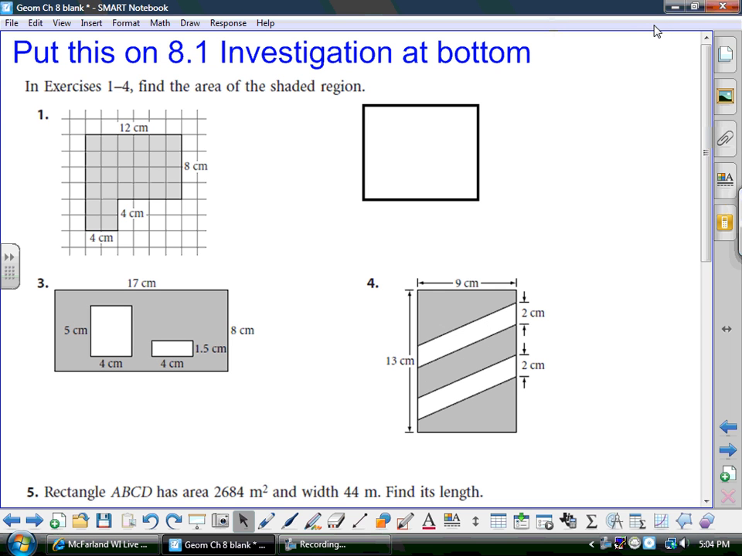Add these practice problems to the bottom of your 8.1 investigation. And what I'd like you to do is pause the video, copy down these three problems, problem 1, 3, and 4. We're skipping problem 2. And try to find the area of the shaded region of each one. Once you've had a chance to do that, restart the video, and then you can check your work and see if you're right.